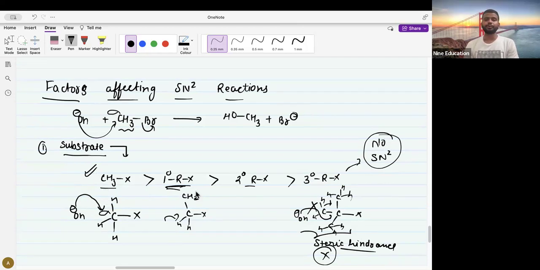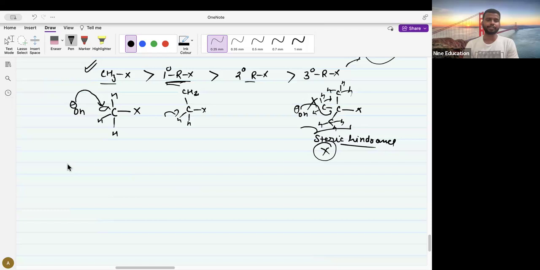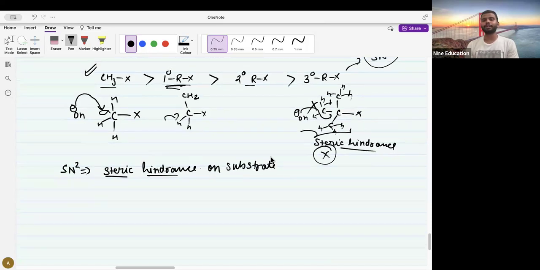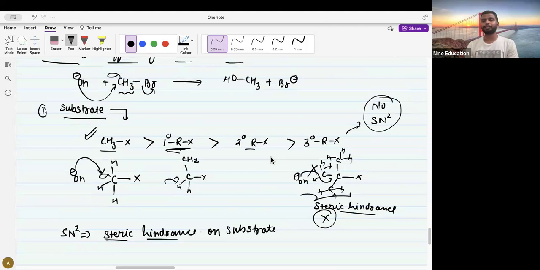Then always remember in SN2 reaction, we always try to see the steric hindrance. We will also always try to see steric hindrance on what? On substrate. Substrate के ऊपर steric hindrance देखना. अगर ज़्यादा लोग हैं तो अटैक नहीं कर सकते, कम लोग हैं तो हम अटैक कर सकते हैं भाई.